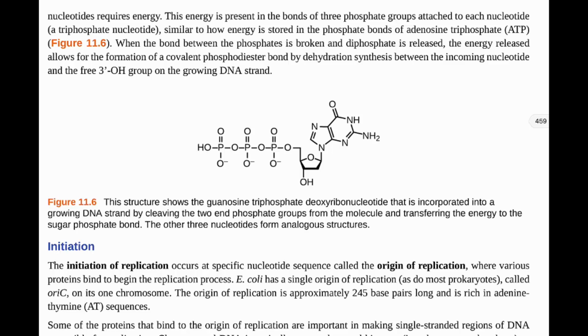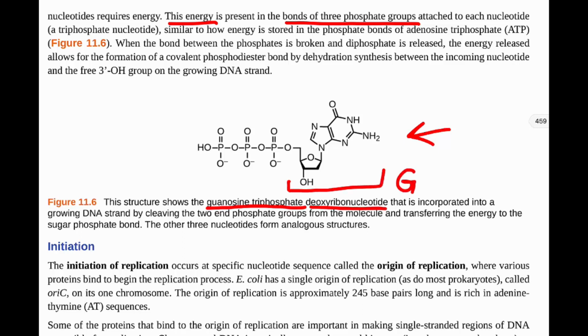So this energy is present in the bonds of 3 phosphate groups attached to each nucleotide. Here they show our guanosine triphosphate deoxyribonucleotide. This is our G in our strand, and then these are the 3 phosphate groups. So the triphosphate deoxyribonucleotide. And what we do is similar to what we do with ATP. They're similar to the ATP bonds, where these bonds right here are high energy bonds.